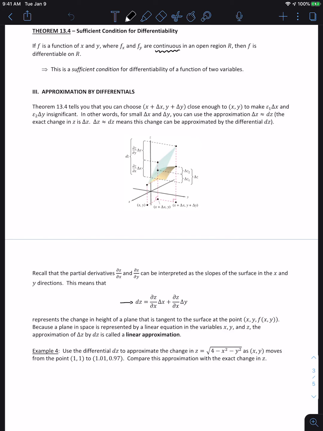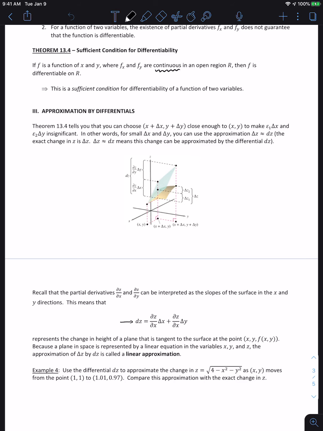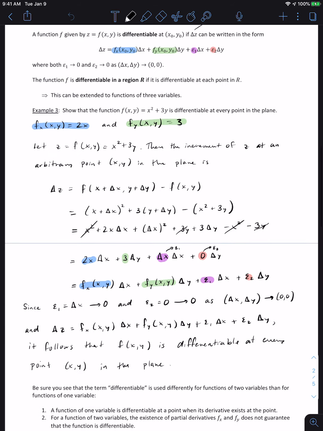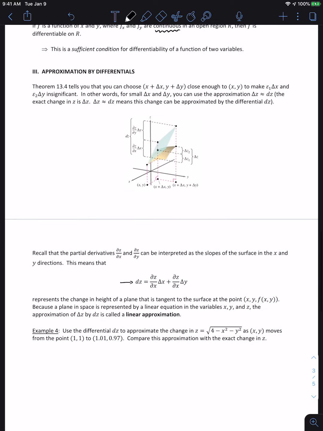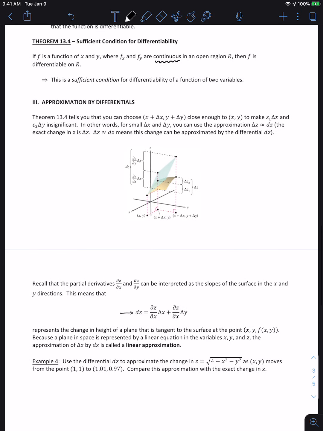This tells us that you can choose x plus delta x and y plus delta y, that point close enough to the point (x, y) to make epsilon 1 delta x and epsilon 2 delta y insignificant. Remember, what are epsilon 1 delta x and epsilon 2 delta y? That was part of our definition for differentiability. So it's this extra stuff here. Okay, so in other words, what does that mean?